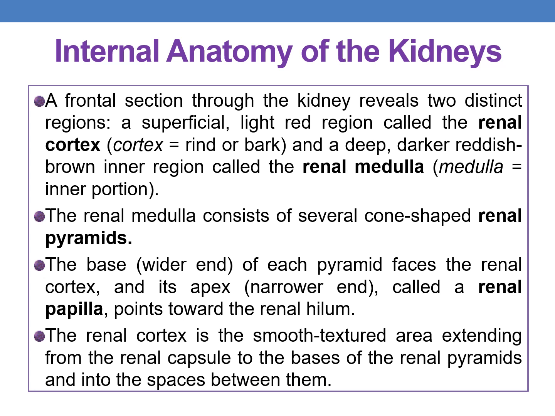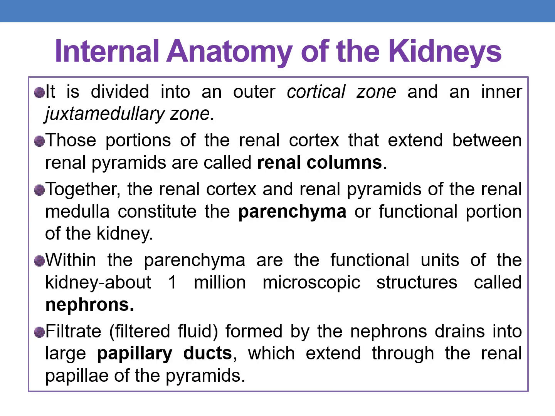The renal cortex is a smooth-textured area extending from the renal capsule to the base of the renal pyramids and into the space between them. It is divided into an outer cortical zone and an inner juxtamedullary zone. Those portions of the renal cortex that extend between the renal pyramids are called renal columns. Together, the renal cortex and the renal pyramids of the renal medulla constitute the parenchyma, or functional portion, of the kidney.